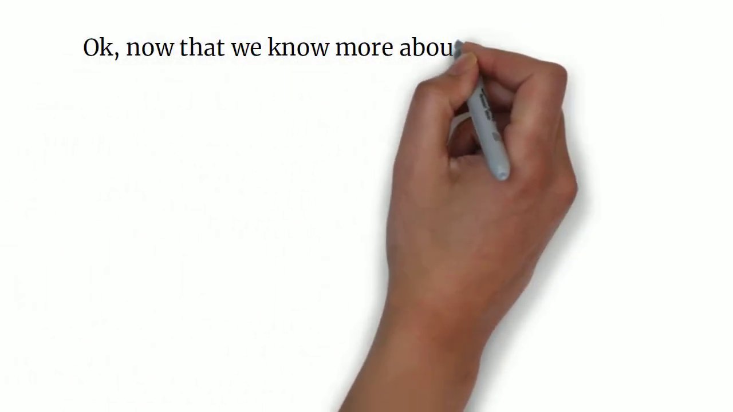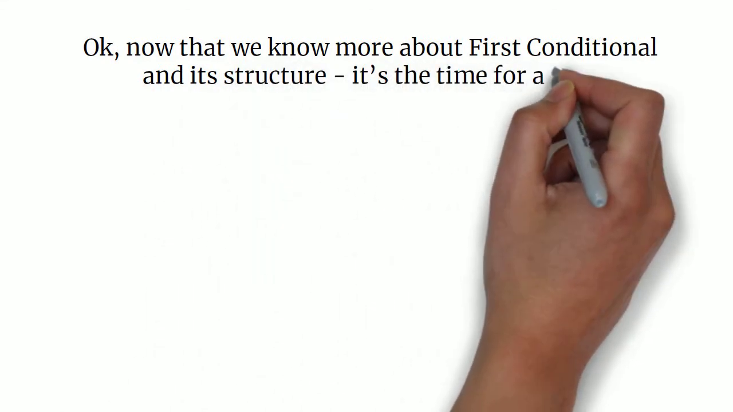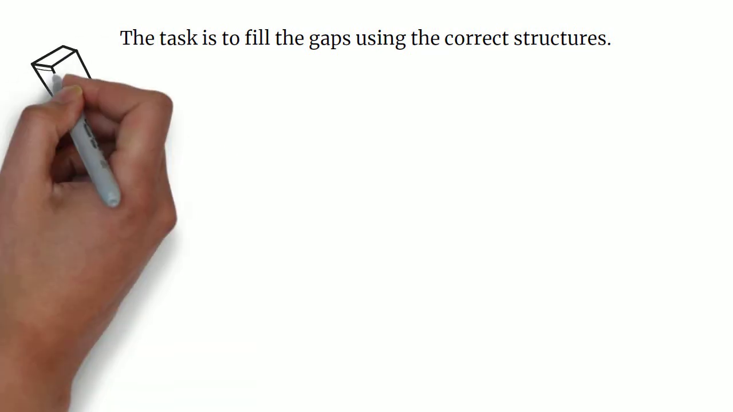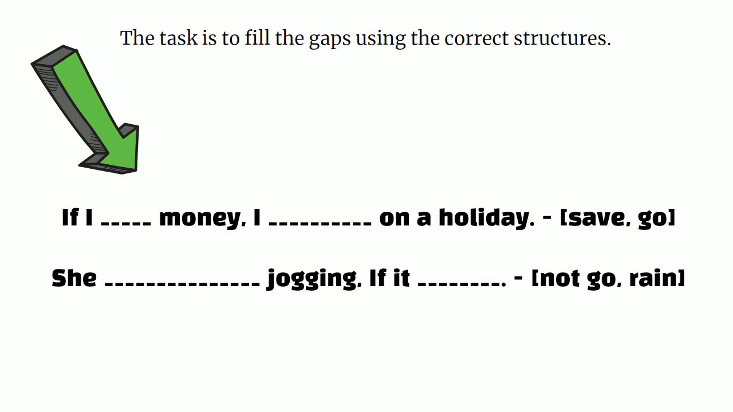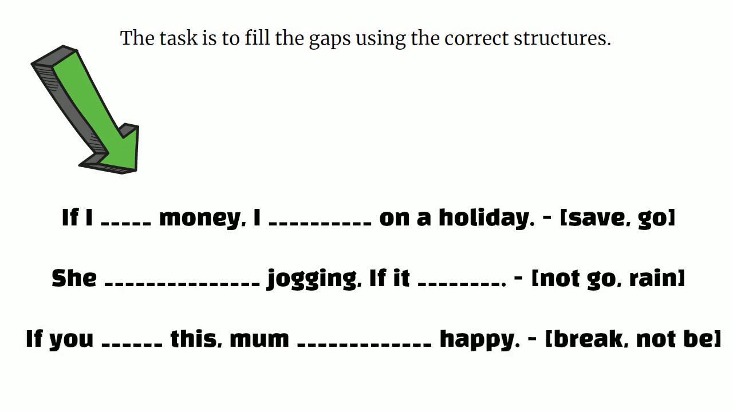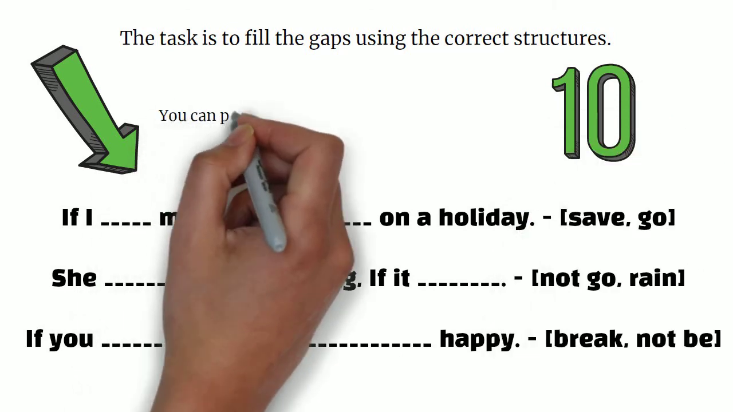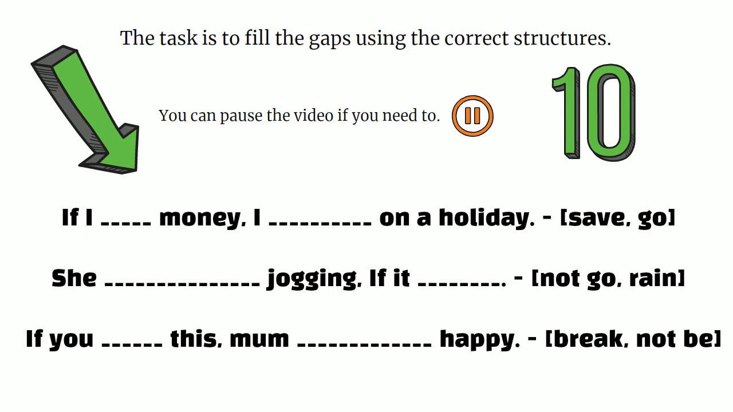Okay, now that we know more about first conditional and its structure, it's time for a test. Grab a pen and paper if you want. The task is to fill the gaps using the correct structures. Here are the sentences. Alright, you will now have 10 seconds to complete this, but don't worry. As always, you can pause the video if you need to. Alright, so let's go.